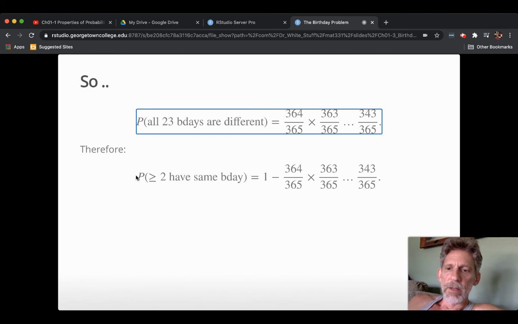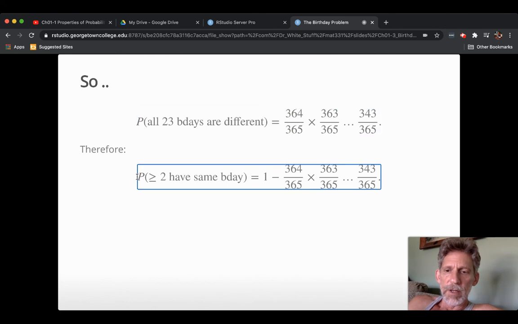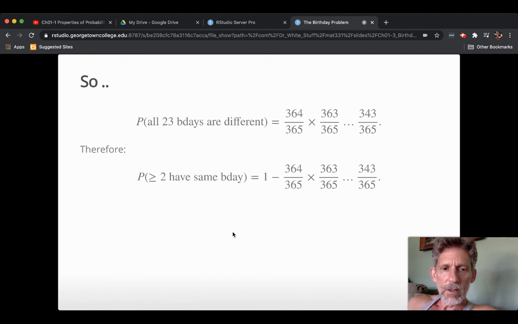Okay, and then that gives us the solution to the birthday problem. The probability that at least 2 of them have the same birthday is 1 minus that product. So we just have to figure out what that is, because I'm interested. Is this a big or a small probability? This is a time I'd like to actually simplify my answer.